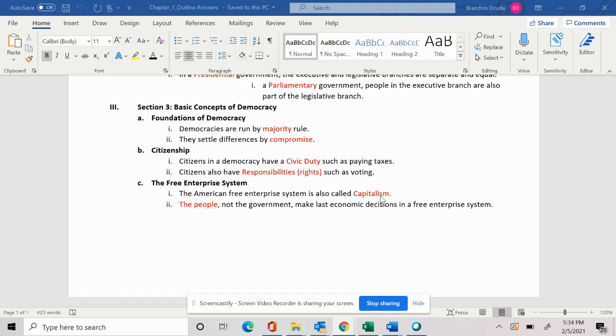And in a free enterprise system, the people, not the government, make the last economic decisions. So the people, not the government, decide what happens in a capitalist system or a free enterprise system. Again, I will cover this all in detail in our additional notes.